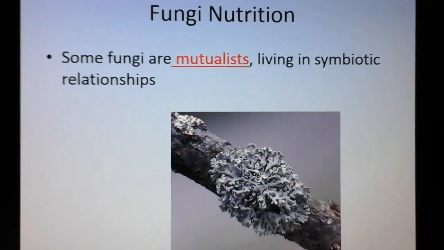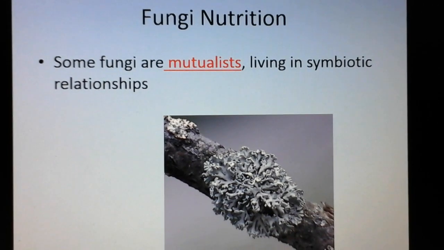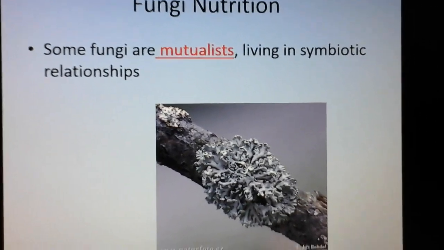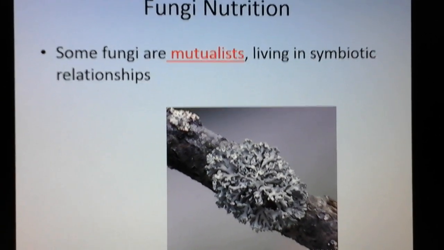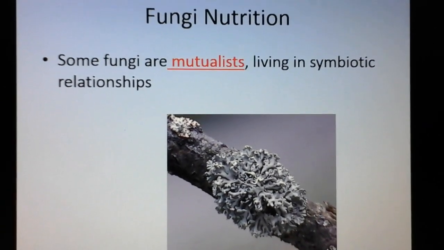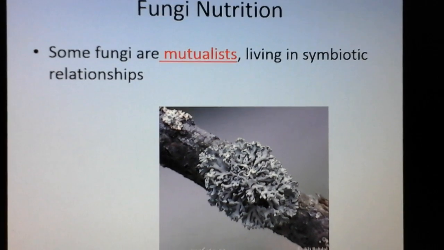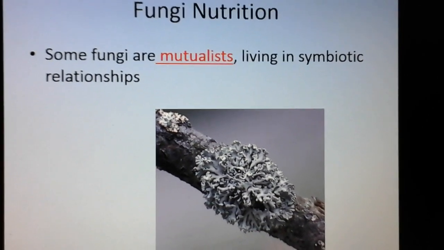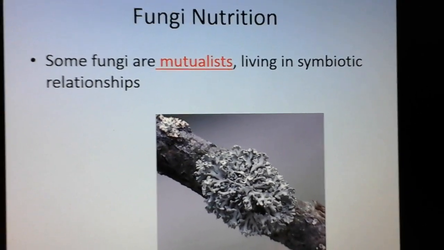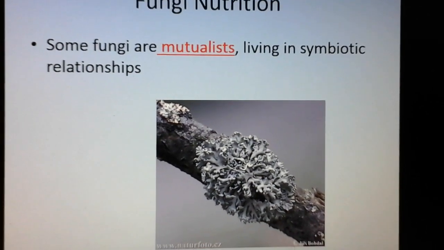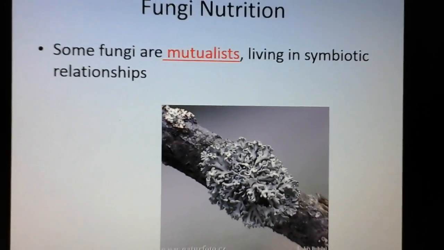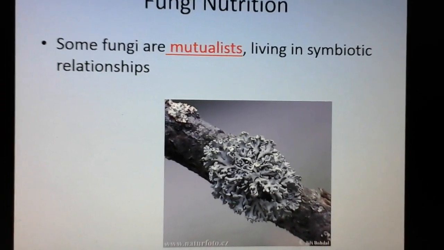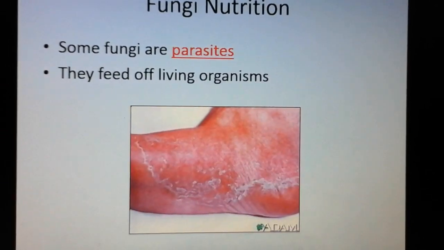Some of them are mutualist. Now, if you have a mutual relationship, both of you are working together. Creatures in nature can have what are called mutual relationships. It's what we call a symbiotic relationship. Mutualism means that these guys are helping each other. And so what you're seeing here is an example of what's called a lichen. It looks a lot like moss, but it's actually an algae and a fungus working together. The fungus helps feed the algae, and the algae helps feed the fungus. It's basically a partnership that they have.